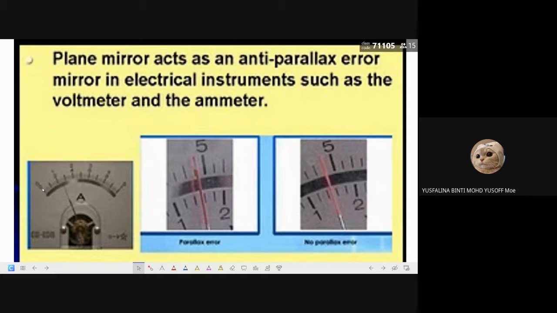Whenever you read the voltmeter, you have to see that the image formed by the pointer is in line with it. You can see the line here, this is the image and this is the pointer. You have to make sure that the pointer and the image are aligned with each other. So the pointer must be on top of the image, then you can read. If it happens like this, it means it has a parallax error. So this is to avoid parallax error when you read the voltmeter or the ammeter. This is the use of the plane mirror.